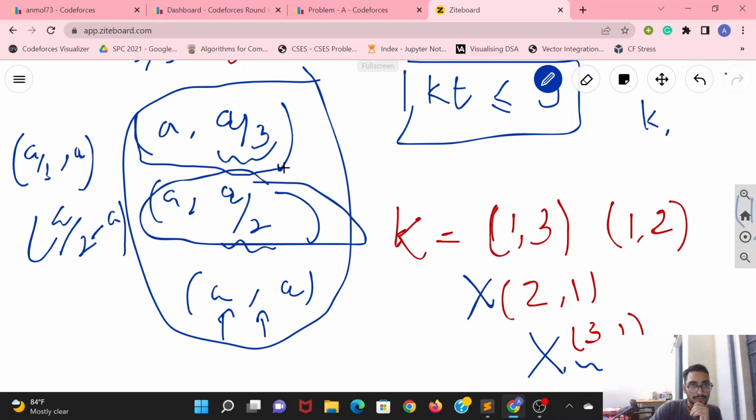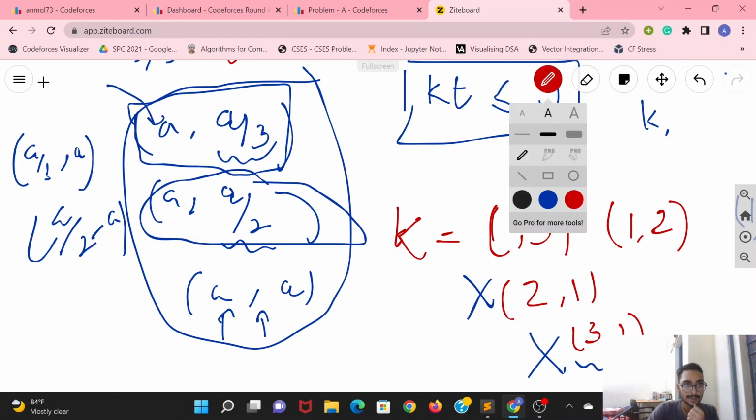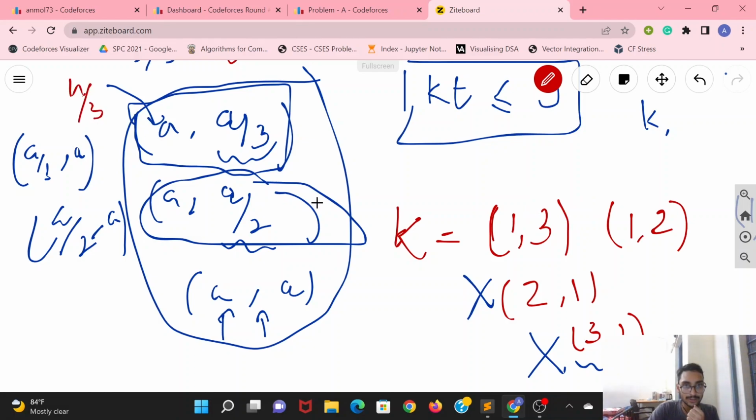Similarly for 3, we want a by 3 to be an integer, so we want the number of multiples of 3 less than or equal to n, so that is again n by 3. I'll change the color, it has become very clumsy out here. We can get this by n by 2, and this is also n by 3, because these both are same, and this is a comma a, so a is going from 1 to n, so you can take all a's from 1 to n, so this is again n possibilities. So the answer will be 2 into n by 2 plus 2 into n by 3 plus n.